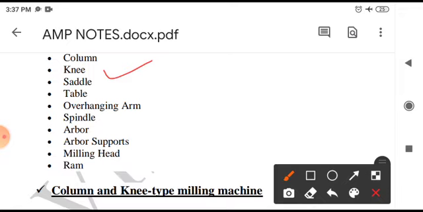Okay, I have shown you that knee. What is the work of the knee? It is mounted on the front face of the column and can slide in the vertical direction on the guideways. It can be operated by the elevating screw provided below the knee. Machined guideways are provided on the top surface of the knee.